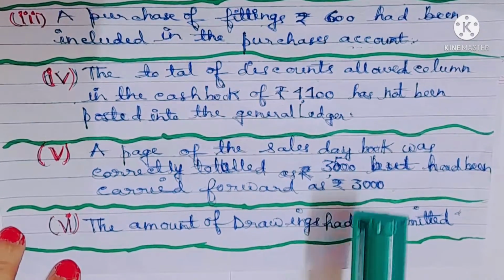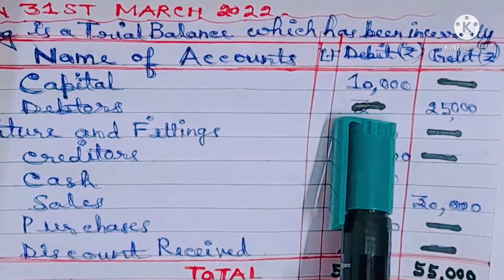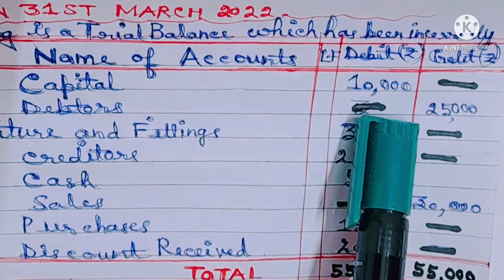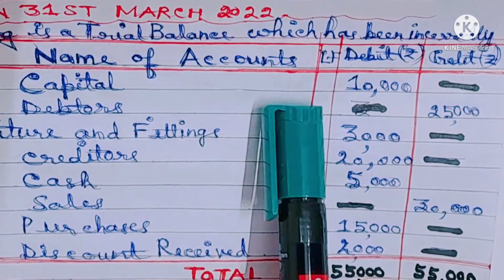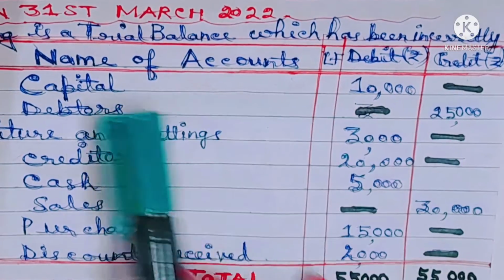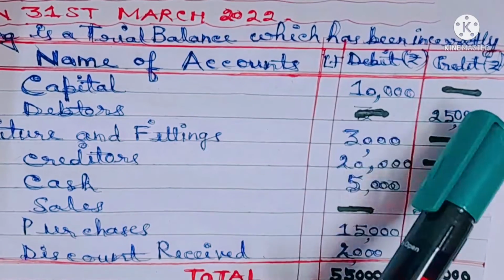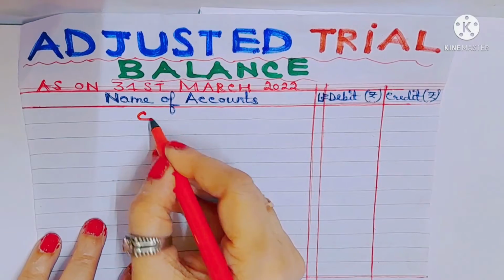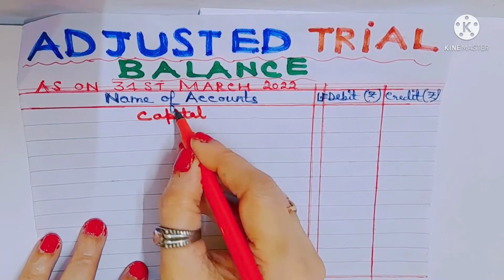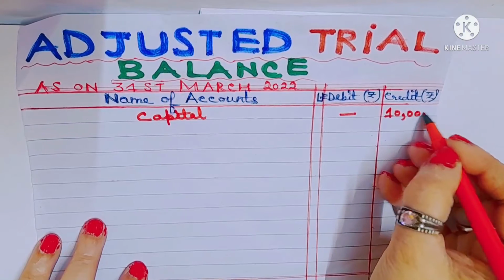So let's see the first account. The first account is capital 10,000, which has been incorrectly written in the debit column. Since capital has a credit balance, capital should have been written in the credit column. So let's rectify capital and write 10,000 in the credit column. Okay. Capital has a credit balance and that is the reason we are writing 10,000 in the credit column.